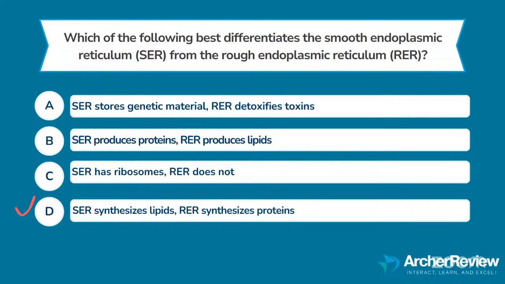All right, let's take a look at our other ones. Smooth ER stores genetic material. Nope, that's for the nucleus. And rough ER detoxifies toxins. No, that's more of a Golgi apparatus type job. All right, B, smooth ER produces proteins. No, that would be rough. Rough ER produces lipids. Nope, just swap those two. And then C, smooth ER has ribosomes, rough ER does not. Again, just swap those two, flip them, and then they would be correct.